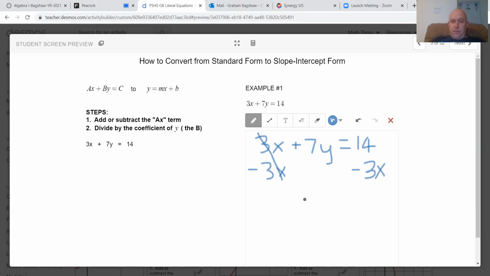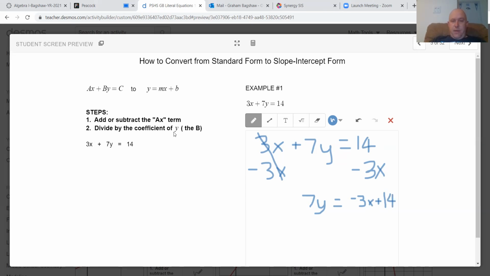The reason we do the opposite, of course, is that 3x take away 3x is 0. So what I get left with is positive 7y, which I can just put as 7y. 14 take away 3x. Don't put 11x here. These are not like terms, so we can't combine them. You can either put 14 minus 3x, or more commonly, we would normally put negative 3x. And then as we got the 14 here, we would put positive 14 here. So that's the completion of step 1.